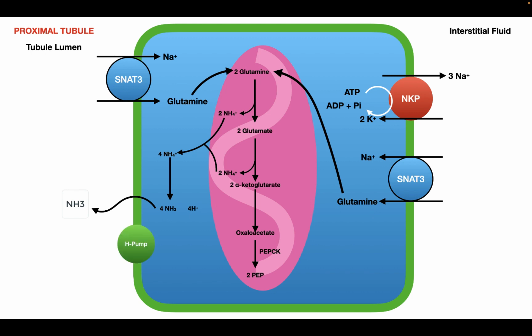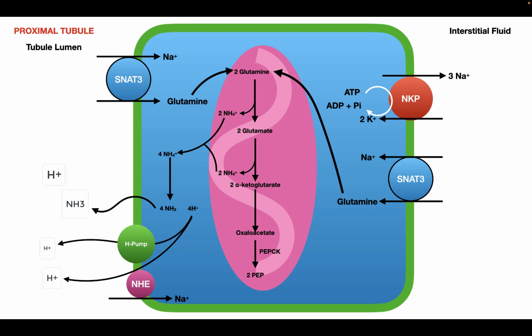The first way is through the proton pumps. The proton pumps pump out protons into the tubule lumen by using the energy released by ATP hydrolysis. In addition, we also have the sodium-hydrogen exchangers. The sodium-hydrogen exchangers will exchange 1 sodium for 1 proton going out into the tubule lumen.